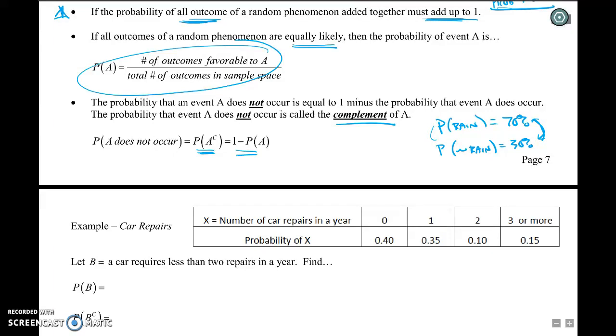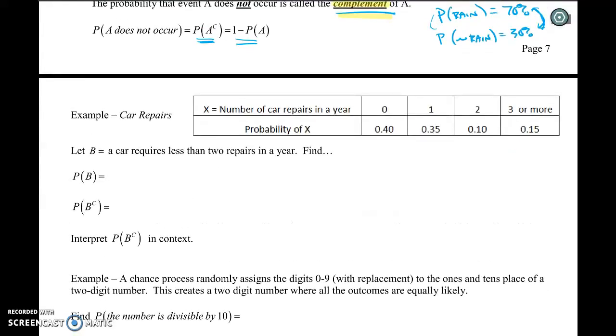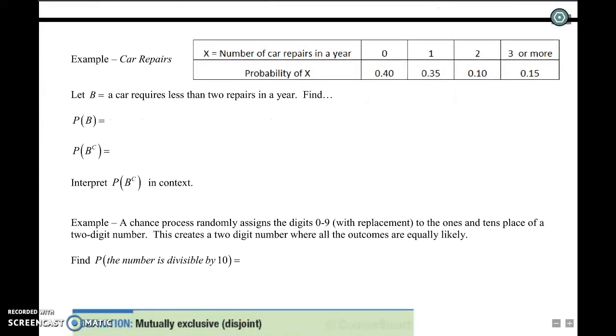This is going to come into play for certain questions. The idea here is that sometimes the complement of an event is much easier to calculate than the event itself. Well, if you can calculate the complement, then if you just take 1 minus it, you can get the other probability. So it's going to be another tool that we add to our little probability tool belt. Example, car repairs. I think we had this as an example before.